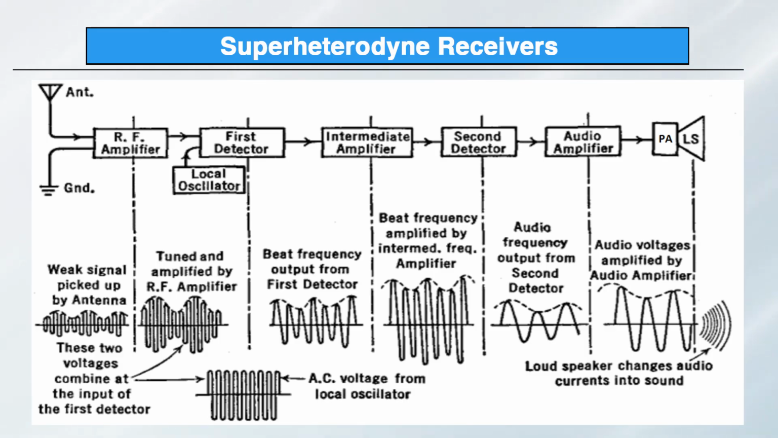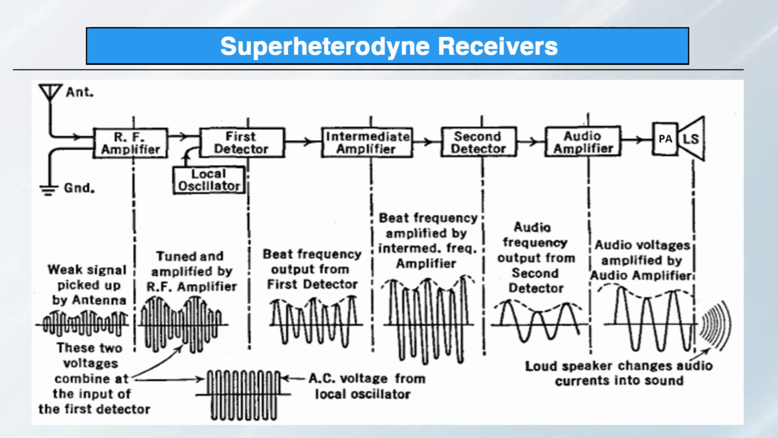The mixer stage in a superheterodyne receiver is crucial for frequency conversion, translating the received RF signal to a lower intermediate frequency signal. The function is to combine the RF signal with a local oscillator signal to produce an intermediate frequency signal, generating sum and difference frequencies, with the difference frequency being the desired IF signal.